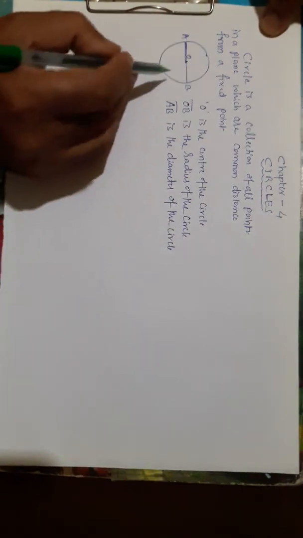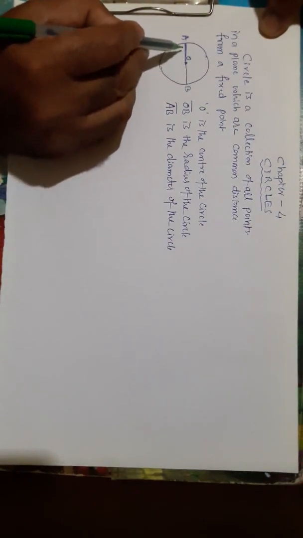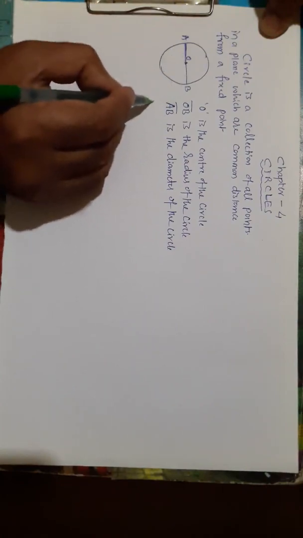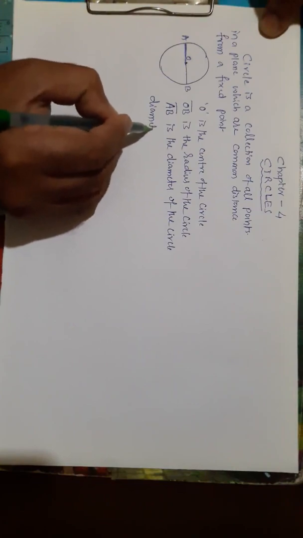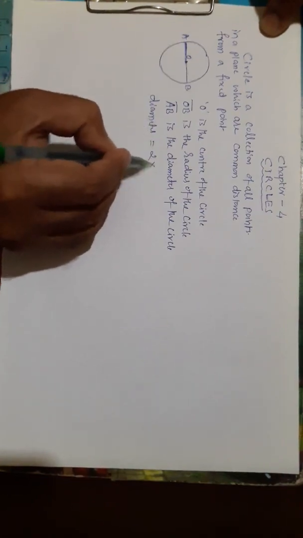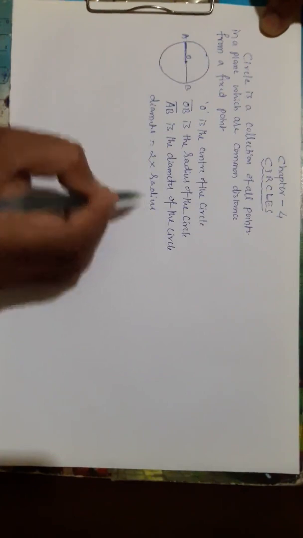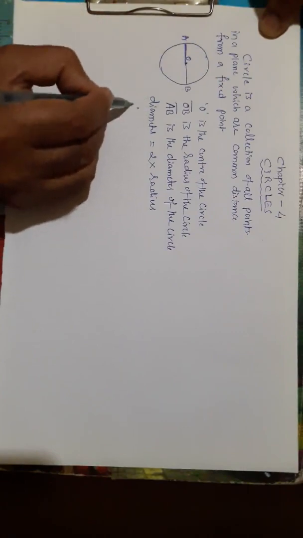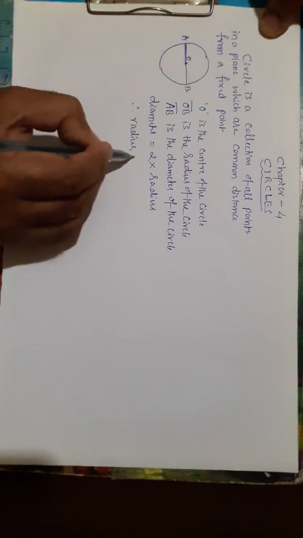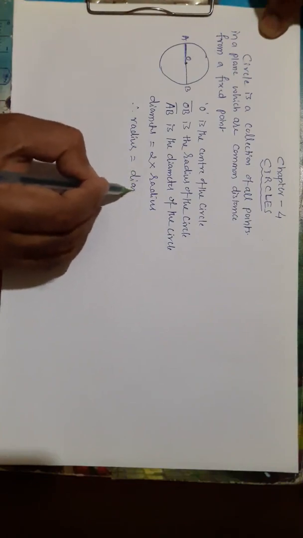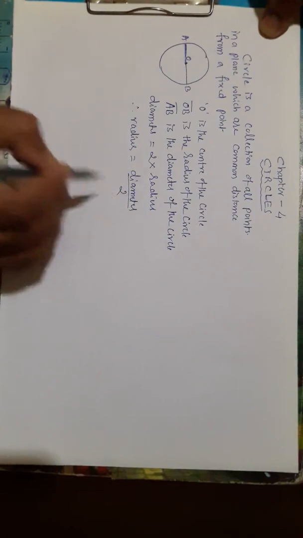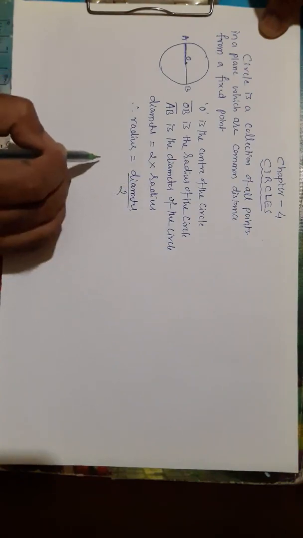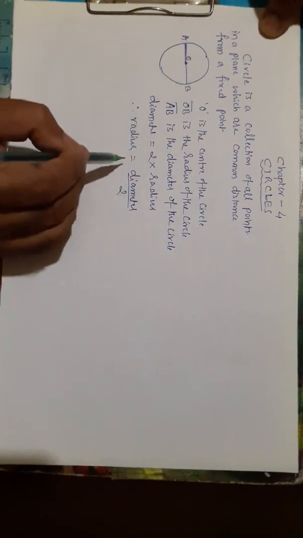There is a relationship between the radius and the diameter. Diameter is equal to 2 into radius. That means in one diameter there are two radii. Therefore, radius is equal to diameter divided by 2. So radius is half of the diameter, and diameter is twice the radius.